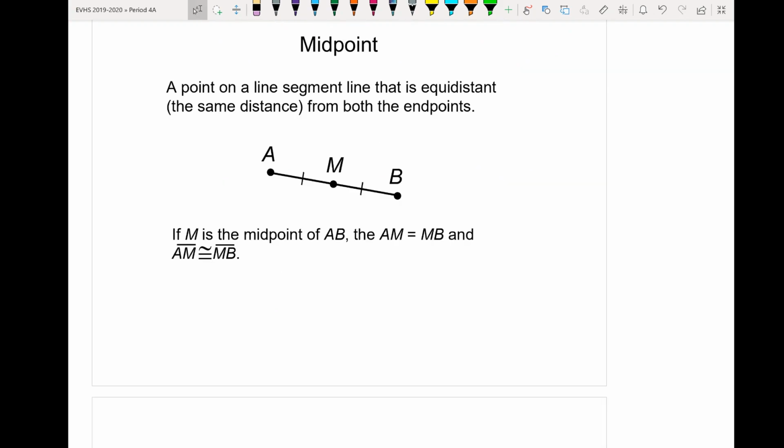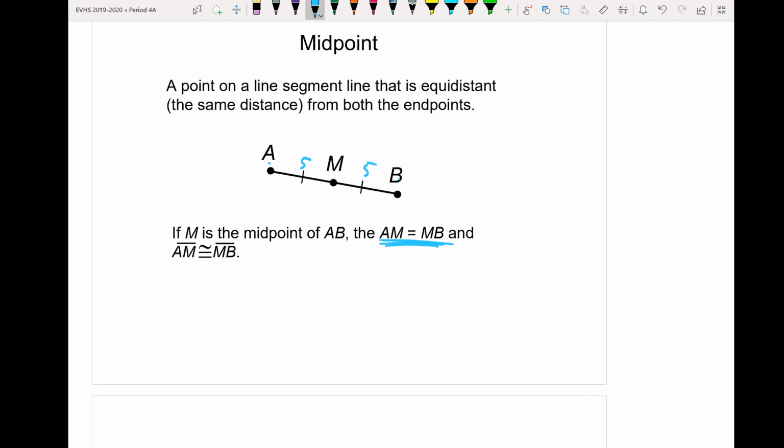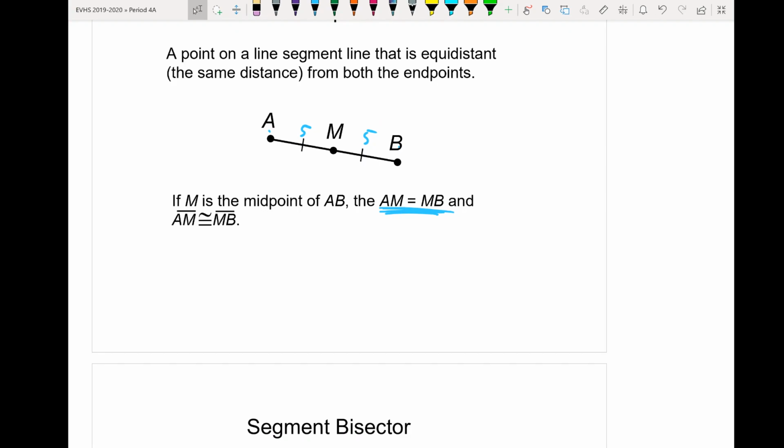Midpoint. When we talk about midpoint of a line or of a segment, we're talking about it is exactly in the middle. It exactly splits the distance. So if the distance from A to B is 10, then each piece is 5. So anytime you see midpoint, you're going to have this base equation that comes through. The left equals the right. The top equals the bottom. One side equals the other side. And also the 2 segments are congruent. So segment AM is congruent to segment MB.